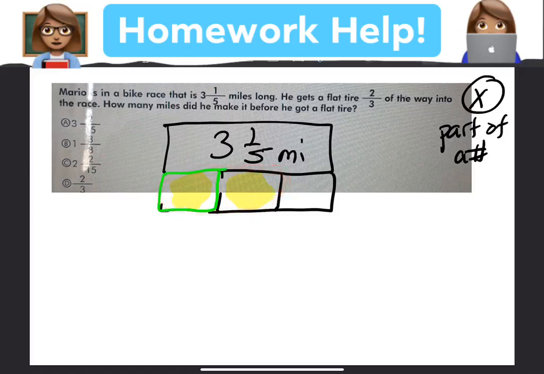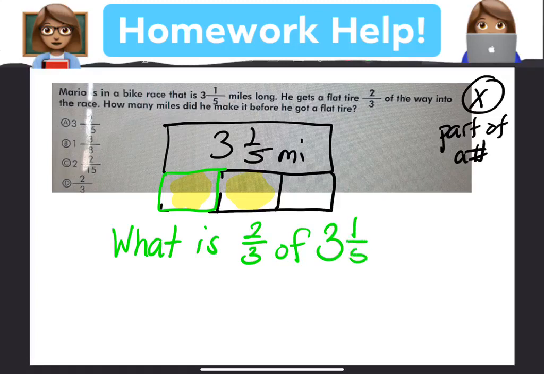So really what I'm asking is, what is 2/3 of 3 1/5? That's what I'm actually trying to figure out. I'll show you the fastest way. Anytime I want to know a part of a number, when you see this "of," just think multiply. I'm going to show you how in the next problem so it makes sense.